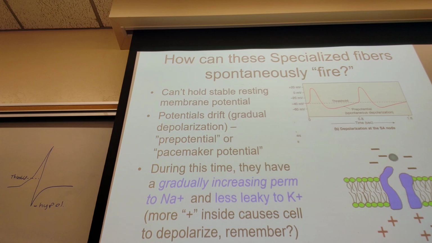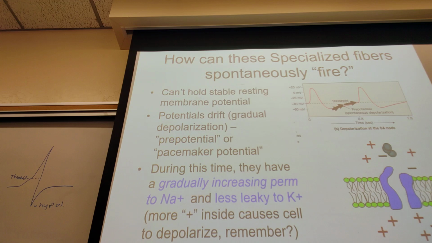We can let sodium in, and the inside of the cell will get more positive. You see my little black arrow on the pre-potential? More sodium comes in. The inside of the cell becomes progressively more positive. More sodium comes in. And finally, we reach threshold. And then we have our action potential.